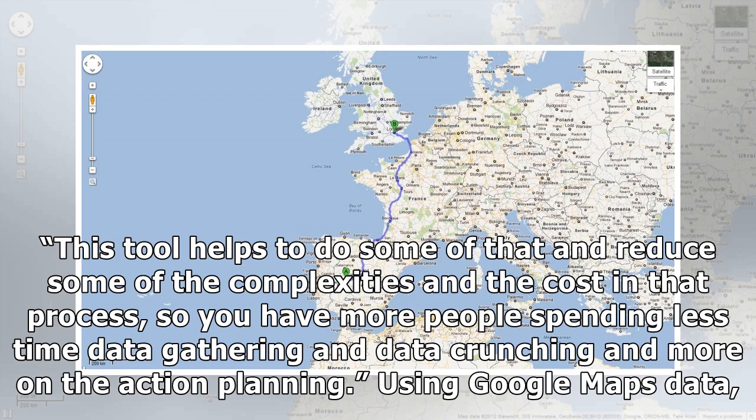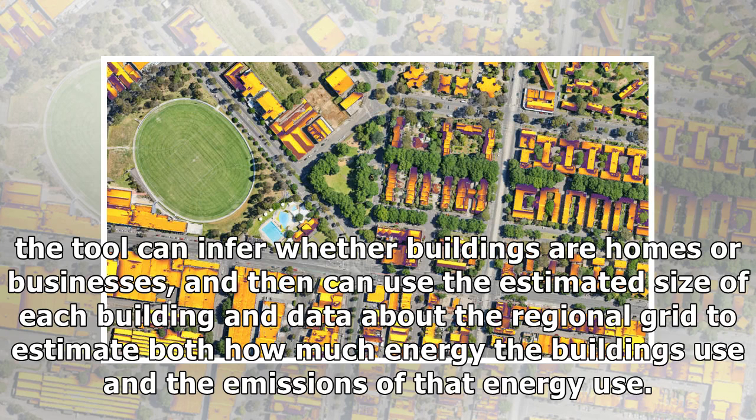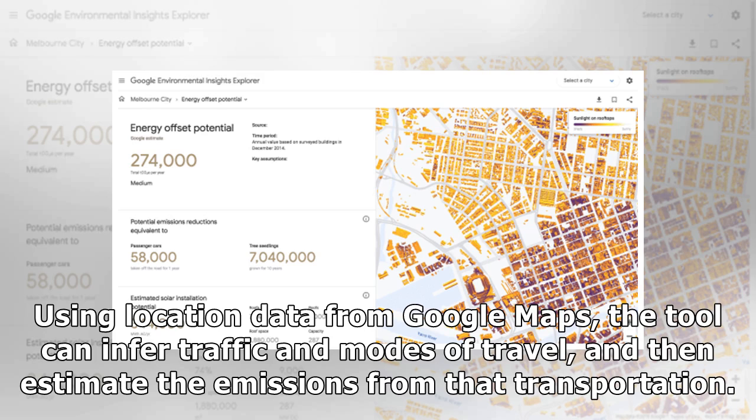Using Google Maps data, the tool can infer whether buildings are homes or businesses, and then can use the estimated size of each building and data about the regional grid to estimate both how much energy the buildings use and the emissions of that energy use. Using location data from Google Maps, the tool can infer traffic and modes of travel, and then estimate the emissions from that transportation.